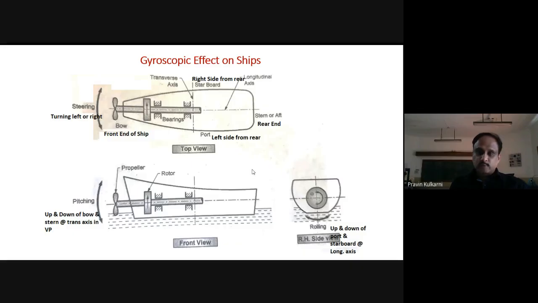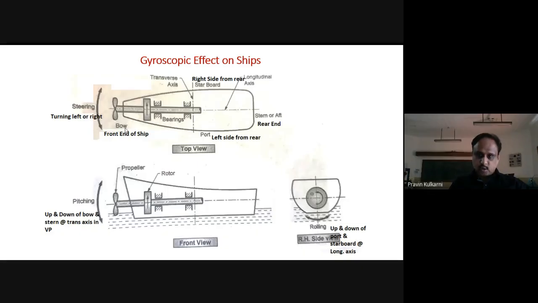In case of aeroplane, the front end is also called the nose. Likewise, in case of ships, different terms are like this. The front end of the ship is called the bow, which is written here. So just try to remember or note down: the front end of the ship is called the bow.